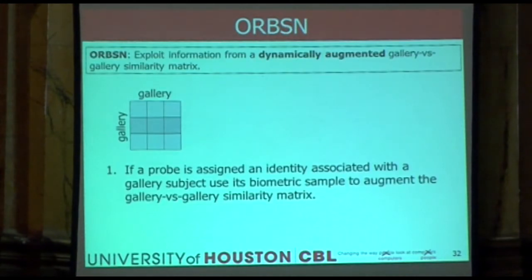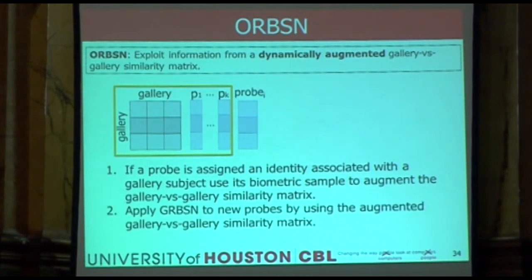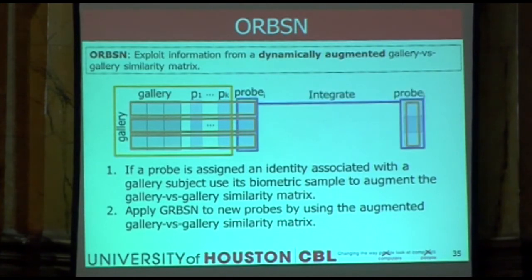Again, we have the gallery versus gallery similarity matrix, but this time, each time that the probe is found to be part of the gallery using some rule, in our implementation, we used a threshold. In another system, a user might manually give the probe identity. We incorporate these scores into the gallery versus gallery similarity matrix. Then, given a new probe I, when it is submitted to the system, we normalize the scores again, but this time we use the augmented gallery versus gallery similarity matrix. And we employ GRBSN as in the previous case.